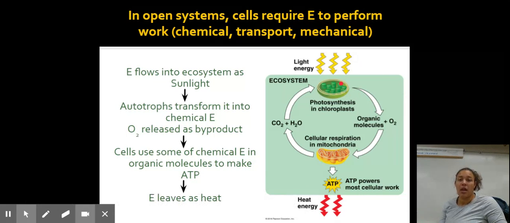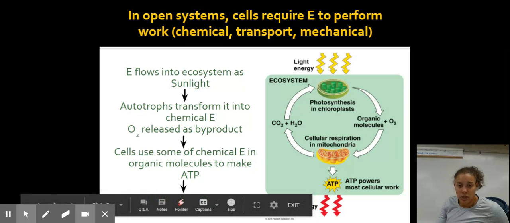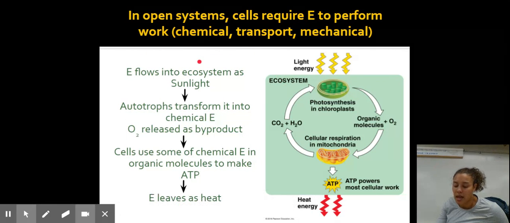So basically, in our open systems, cells require energy to perform work, and that can be performed through a variety of processes, whether it's chemical, transport, or mechanical. But basically, as we're looking at this, we have a linear process of energy, sunlight entering in, and then heat energy leaving, and then we can see the recycling of certain molecules here. So the first step talks about how energy flows into an ecosystem as sunlight.